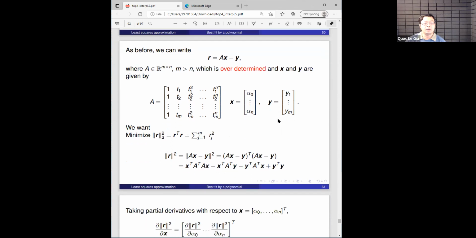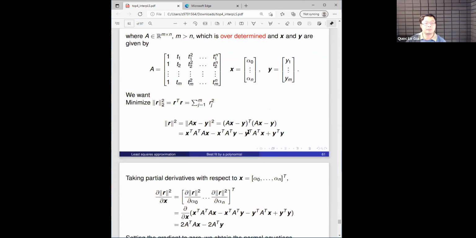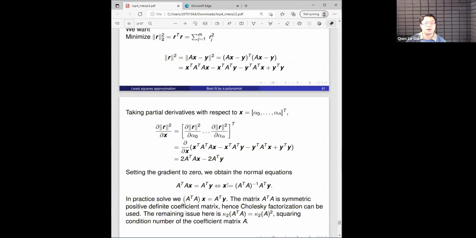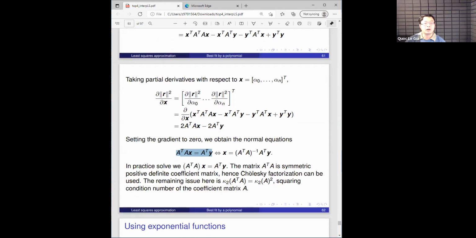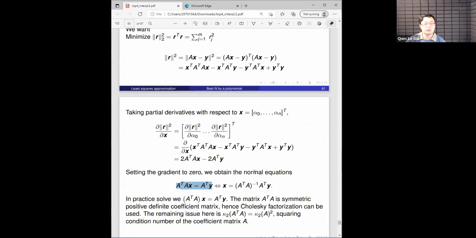Then you can use the same techniques: you take partial derivatives, and then you solve the normal equations like this. And MATLAB solves the normal equation for you. I think we don't have time to go to another case, but at least you can do it in MATLAB with any polynomials.